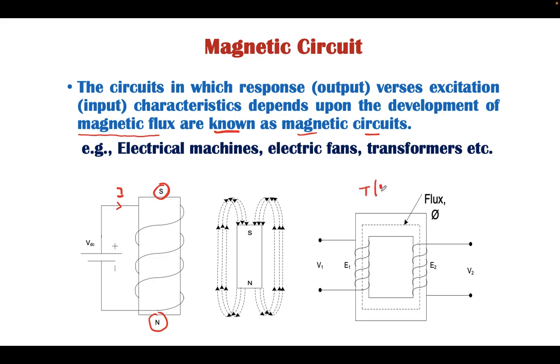This is the symbolic representation of a transformer. In this case, we have two coils. One coil is placed over this limb of the transformer core, and another coil is placed on the second limb of the transformer core. When we apply some potential over here, then EMF will develop in the secondary as well, because the flux linking the primary and secondary is the same, and this EMF development is because of the electromagnetism within the circuit.